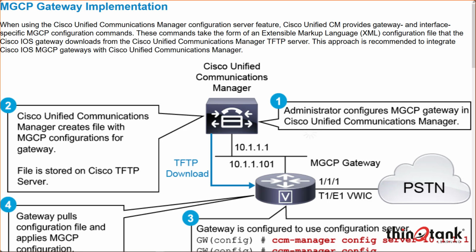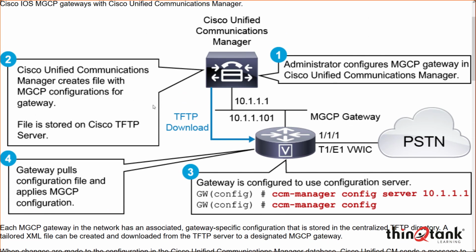Okay? So how do I implement my gateway? As you can see from the gateway's perspective, it's pretty straightforward. All right? ccm-manager config-server, ccm-manager config. So we're identifying who the call agent is. We're saying that we're going to allow the gateway to be configured by call manager.